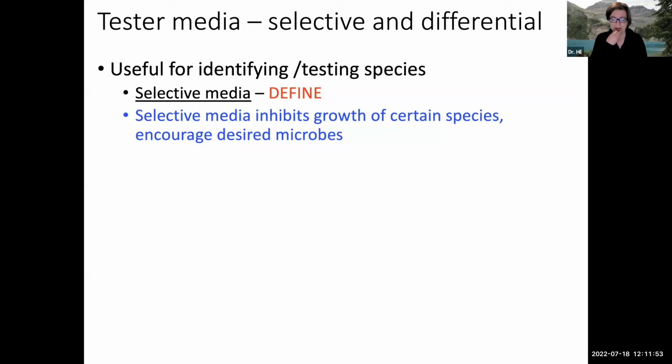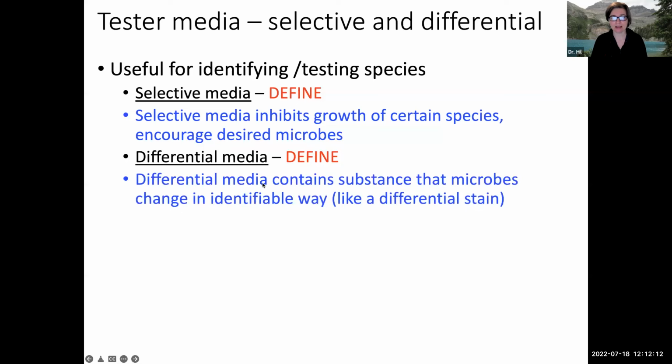Or you want to ask, can it survive high pH? And you put it on a high pH plate, right? And then it's either alive or it's dead. So that's selective media. Differential media, on the other hand, is media that may grow lots of different things, but has some kind of substance that microbes change in a visibly identifiable way. And so you can then say, oh, well, these guys all grew, but these guys are purple. So that tells us that they are able to ferment a sugar. And these guys are green, which means they can't, or something like that.